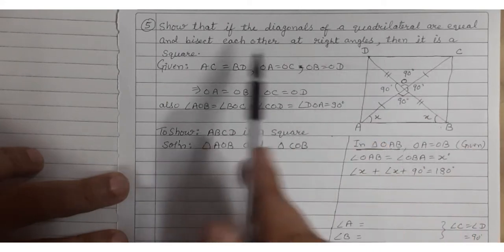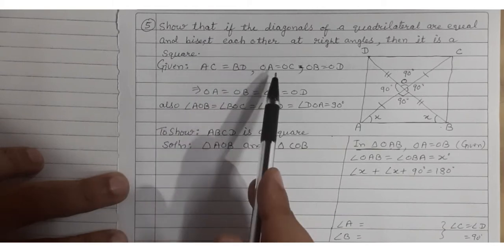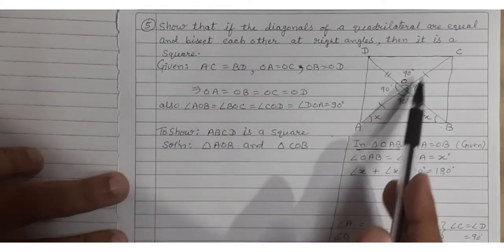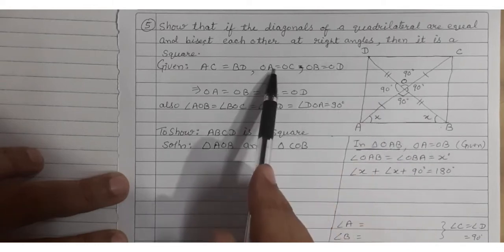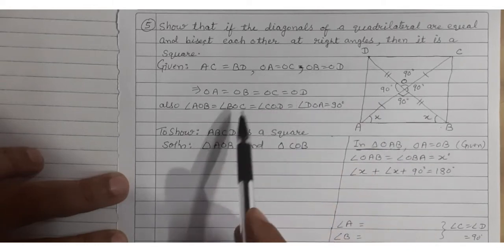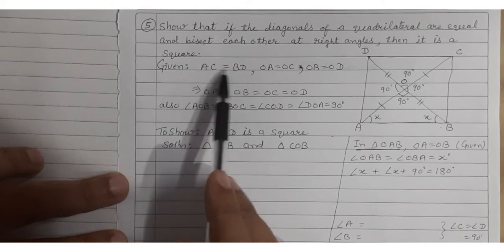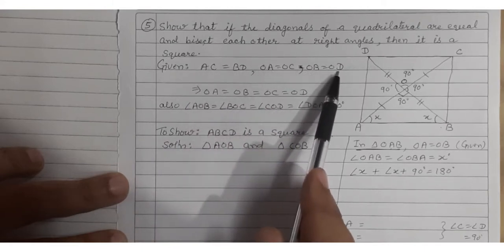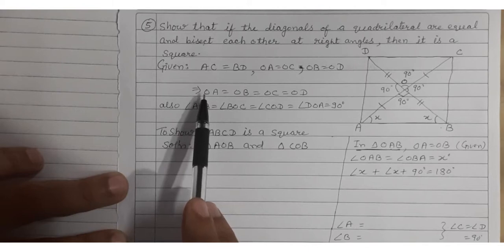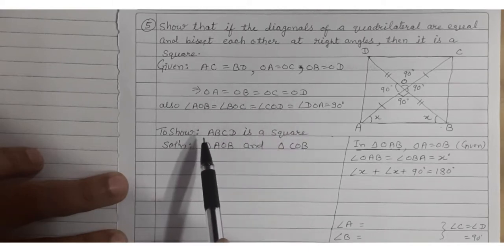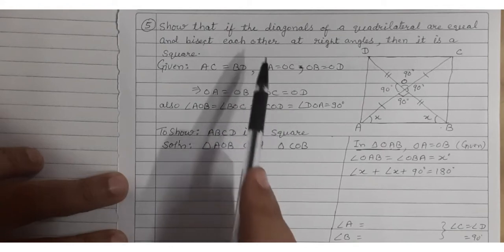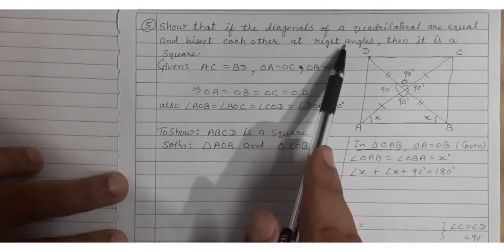Okay. And they bisect each other. It means OA equal to OC and OB equal to OD. This bisects each other. Because these two are equal, then these all four will be equal. Then what we can write? OA equal to OB equal to OC equal to OD. This is clear. And diagonals bisect each other at right angles.